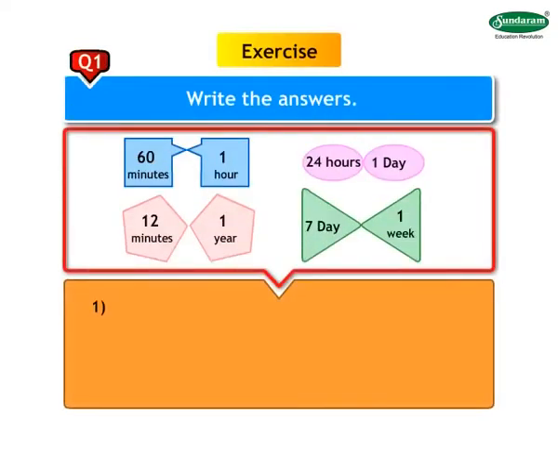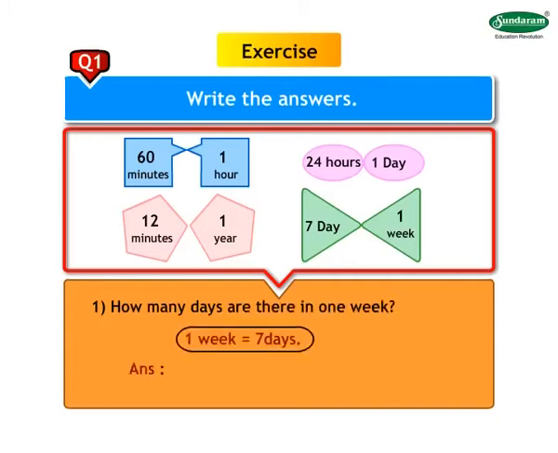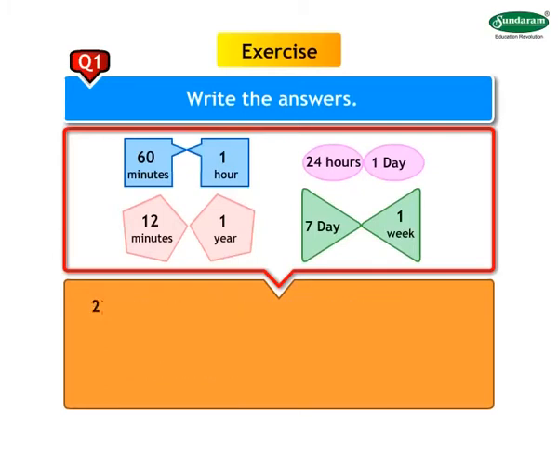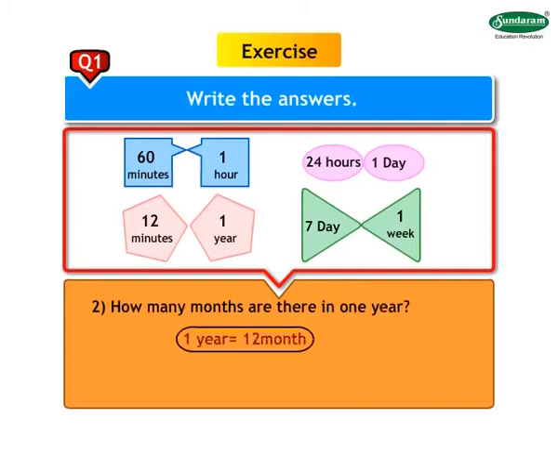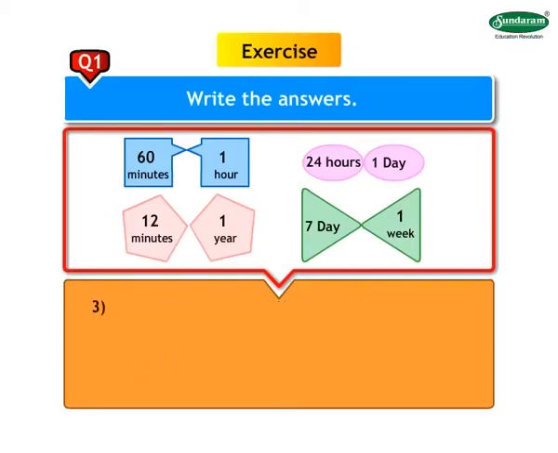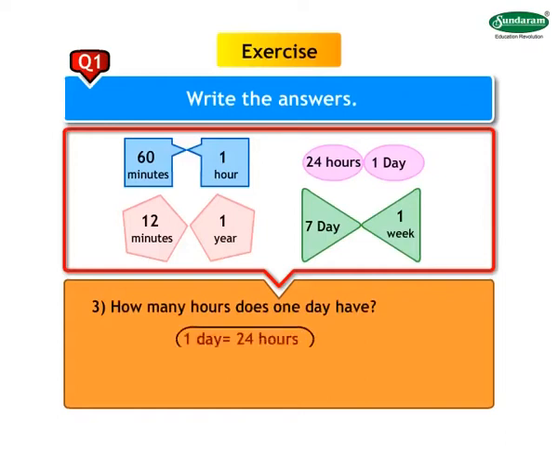1. How many days are there in 1 week? Answer. There are 7 days in 1 week. 2. How many months are there in 1 year? Answer. There are 12 months in 1 year. 3. How many hours does 1 day have? Answer. There are 24 hours in 1 day.